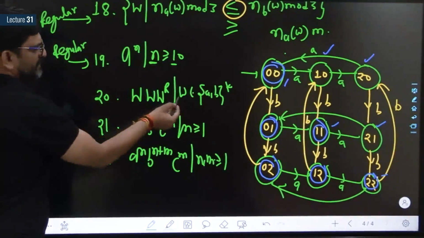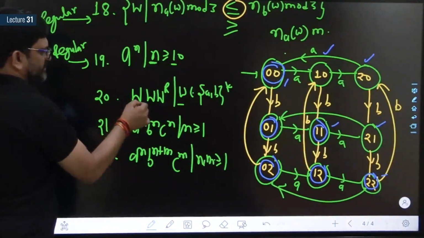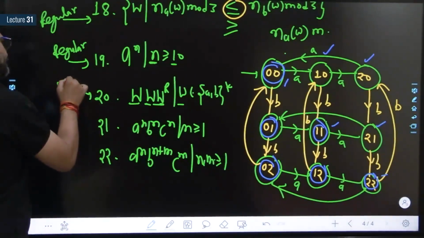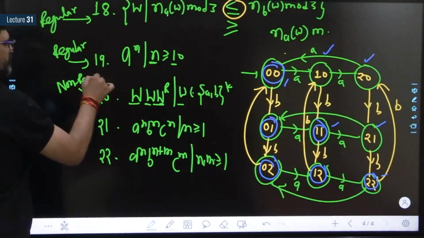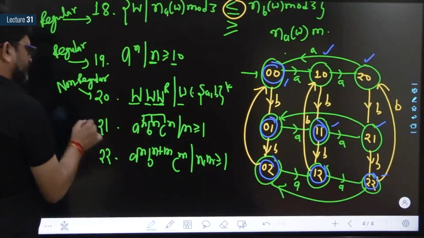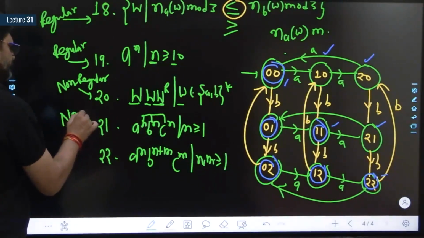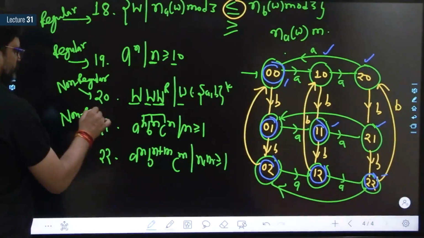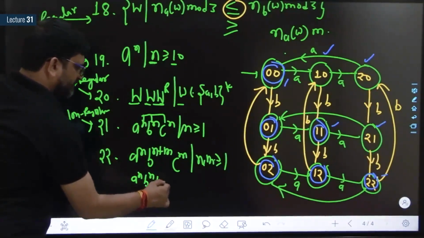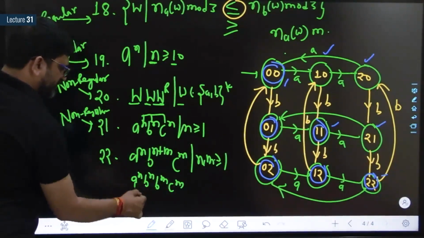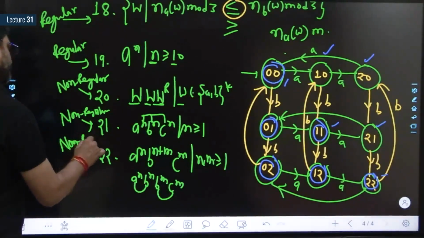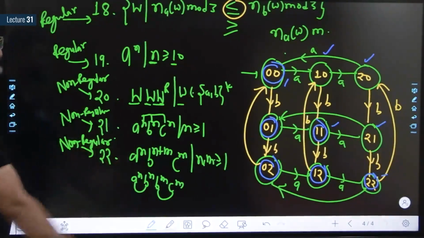Now, there is an infinite language and there is a comparison. The first comparison is this. Again, this is also a comparison. That's why this is non-regular. Now, there is also a comparison between this and this. This is not regular. We can write this as a^n b^n b^m c^m. There are two comparisons, between a and b and between b and c. That's why this is also non-regular. Clear?